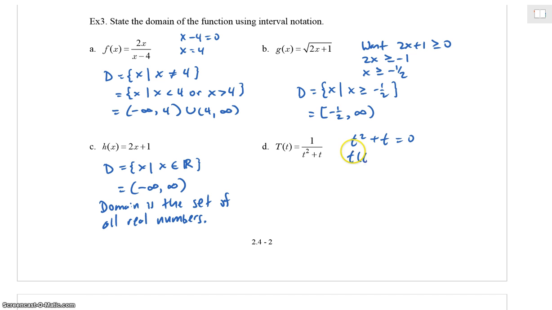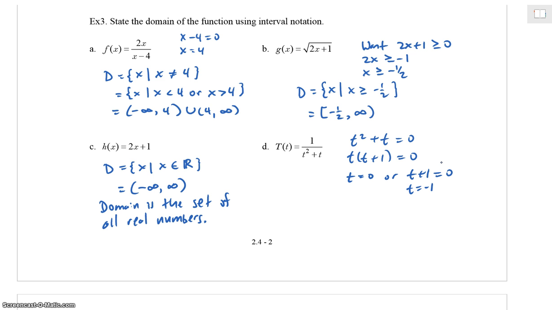Notice we can factor a t out. t times t plus 1 equals 0. Then set each factor equal to 0. t equals 0, or t plus 1 equals 0. The second equation is solved as t equals negative 1. So both 0 and negative 1, if substituted into this function, will give us division by 0, and hence will not give us a real number as an output.